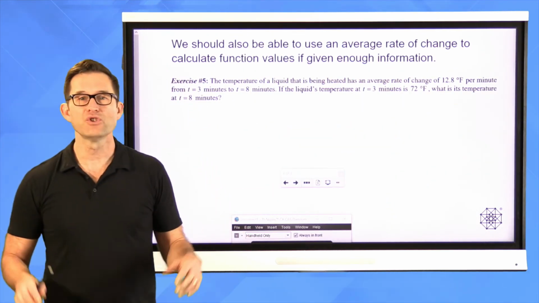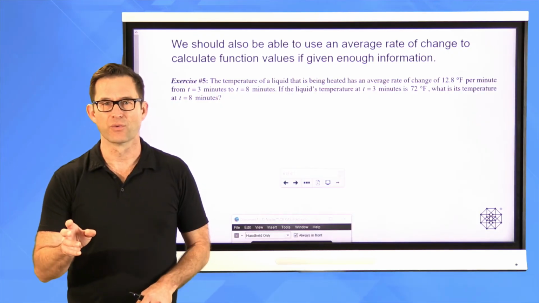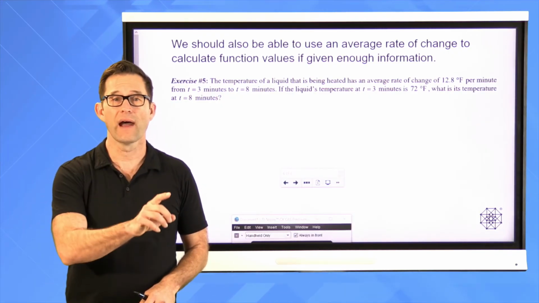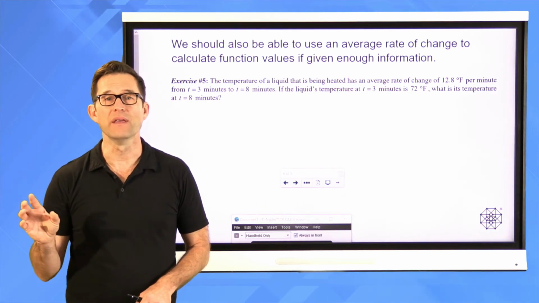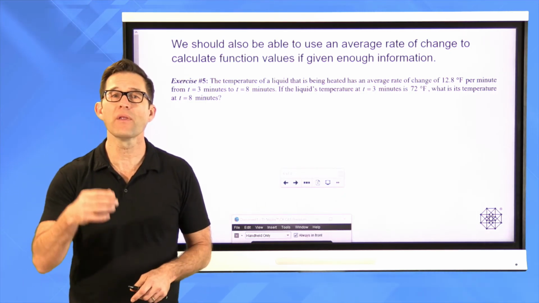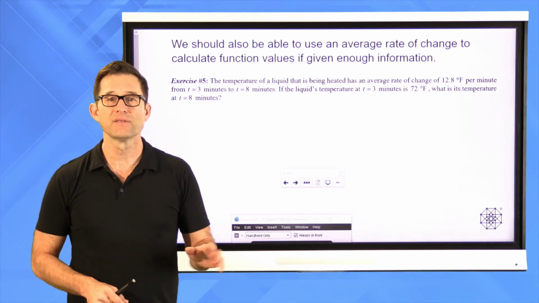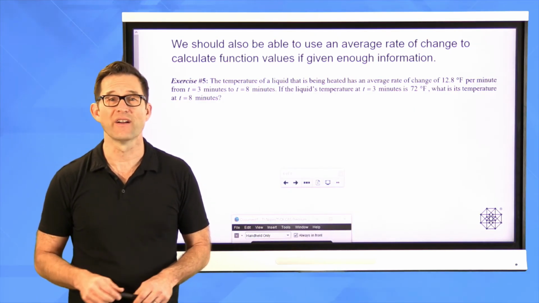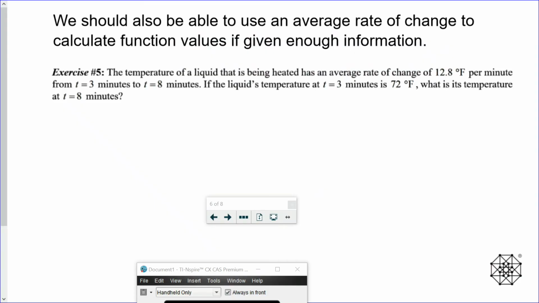Okay. Now, we should be able to also think about average rate of change if we know the average rate of change and we know a beginning value for our function. We should be able to then calculate an ending value as well. Let's take a look at exercise 5. The temperature of a liquid that is being heated has an average rate of change of 12.8 degrees Fahrenheit per minute from t equals 3 minutes to t equals 8 minutes. If the liquid's temperature at t equals 3 minutes is 72 degrees Fahrenheit, what is its temperature at t equals 8 minutes?